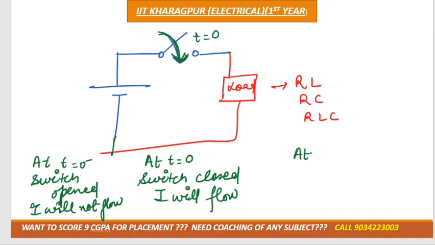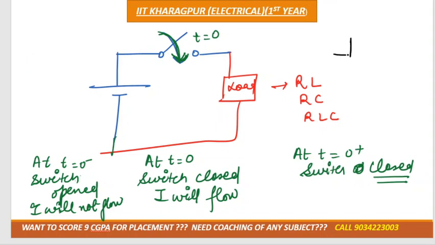Now at t equal to 0 plus, switch will be opened or closed? Okay, here. Now if I change the arrow sign, everything, I change the sign. Okay, now the situation will be changed.